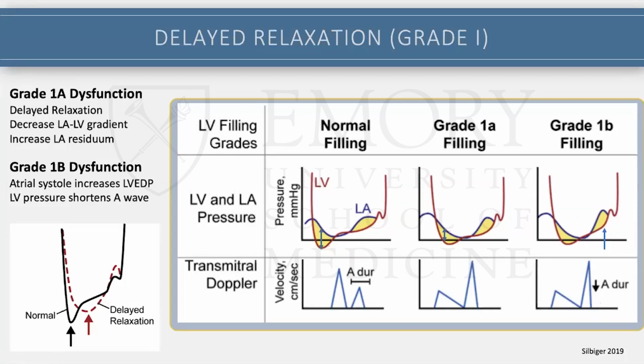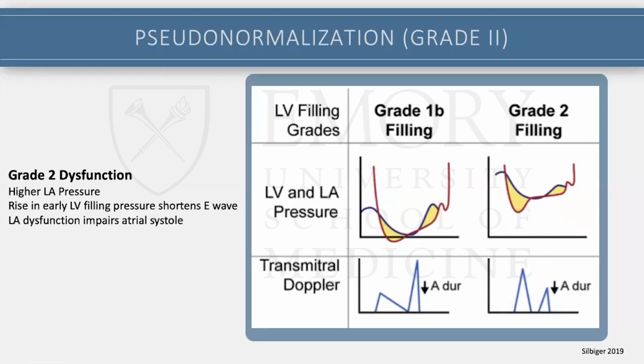So that's grade 1. Grade 2 is shown here on the right, comparing this to the 1B. So the main distinction here is that you have higher LA pressures. So even though your LV pressure is higher as well, your LA pressure is even greater throughout diastole, which was not the case in the grade 1 dysfunction. So you have higher LA pressure. This now creates more flow because we have reestablished the size of this gradient between the LA and the LV. That makes your E wave bigger.